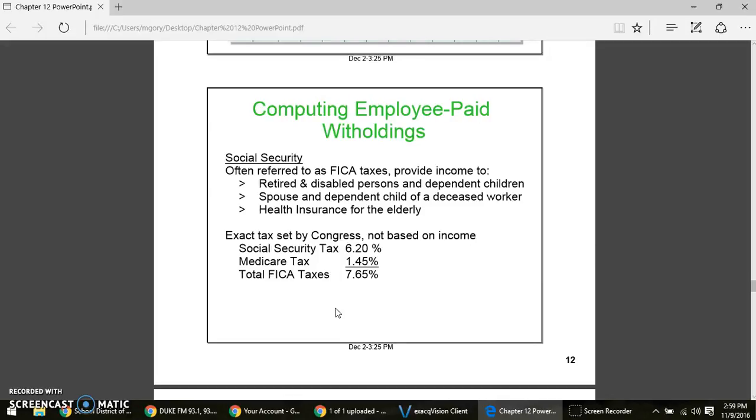Exact tax is set by Congress, not based on income. Social Security tax is 6.2% of your income for that particular pay period, and then Medicare tax is 1.45%. So total FICA taxes are 7.65%.